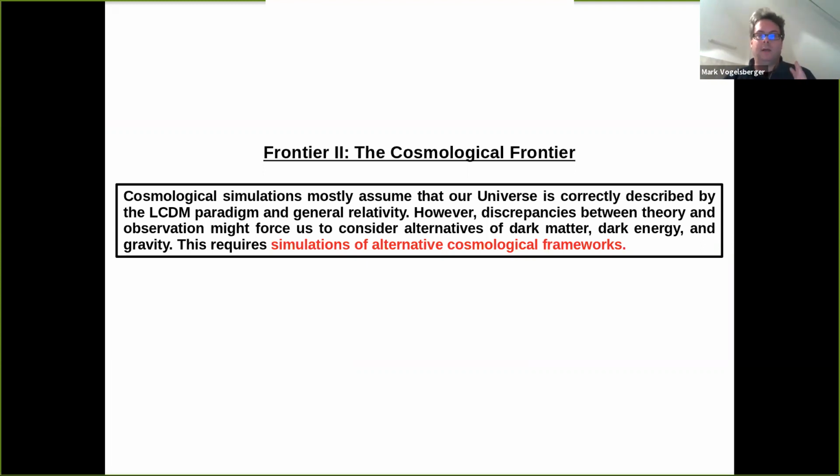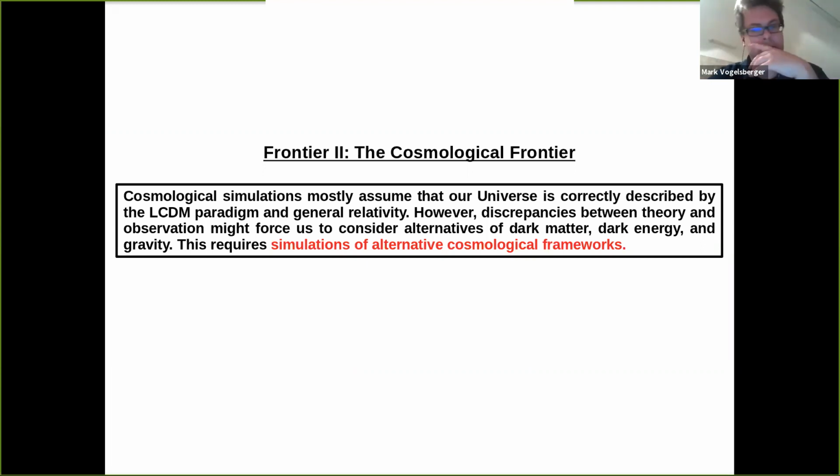However, as you know much better than I do, there are still a lot of discrepancies between theory and observations. That is true for the structure of galaxies, but it also carries on to things like the H0 discrepancy and many other things that make you wonder whether the framework is correct. Is the lambda CDM framework correct, and is gravity really behaving the way we think it behaves? So there is some value to explore these kinds of alternative cosmologies in terms of alternative dark matter models, alternative dark energy models, and alternative gravity models.